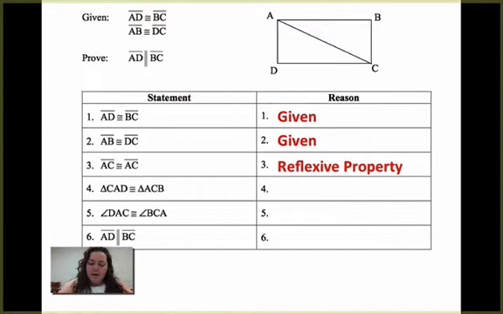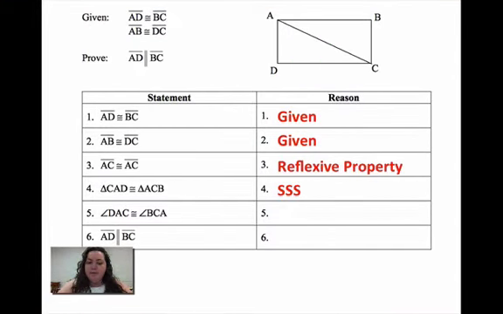They told me that AD is congruent to BC. So I put one tick mark on AD and one tick mark on BC. They also told me that AB was congruent with DC. And then I knew that AC is congruent to itself. So by side, side, side, I know that the two triangles are congruent. So that's what I put for the next piece here. I said that the two triangles are congruent.